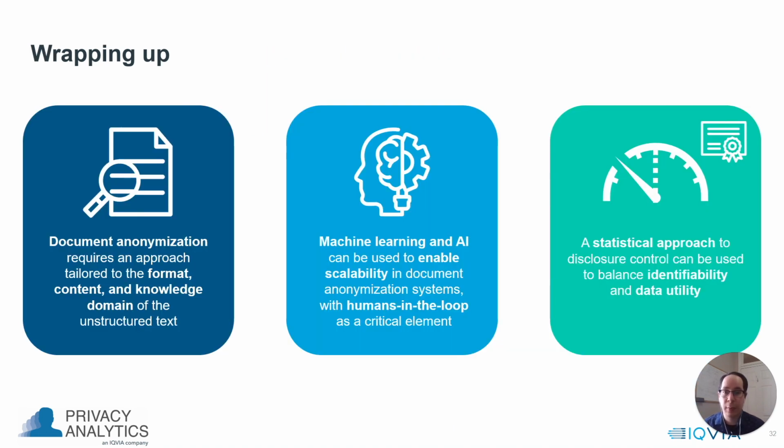So just to wrap things up, ultimately we found throughout this talk that document anonymization requires an approach which is tailored to the format, content, and knowledge domain of the unstructured text. And while machine learning and AI can be used to enable scalability in these types of systems, humans in the loop remain a critical element to guide the performance and domain of such systems. And so ultimately, given that any human or ML-led detection system has finite recall, we have to account for this variation when assessing identifiability and ultimately transforming the data for release.